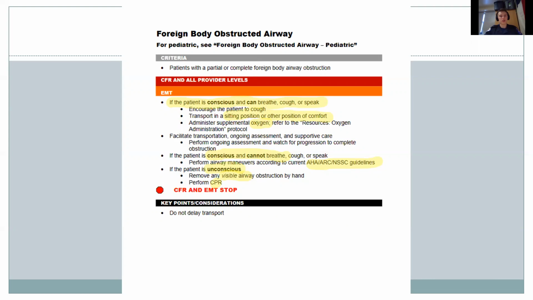And then if the patient is unconscious, remove any visible airway obstructions by hand, such as look in their mouth, use your pinky, sweep anything out, have your suction, maybe use suction to get it out, and then perform CPR.